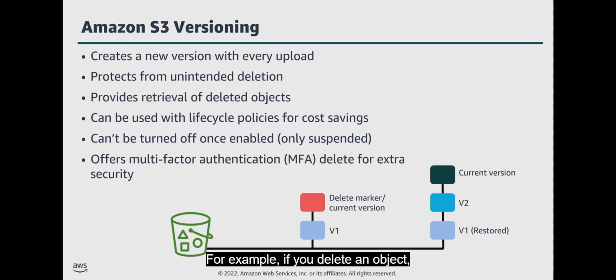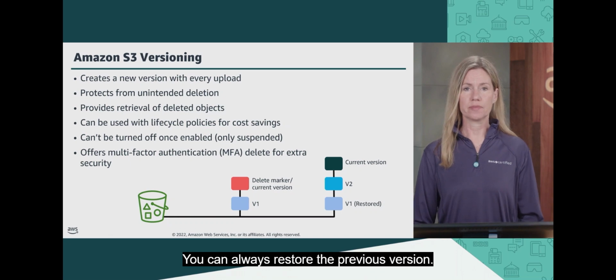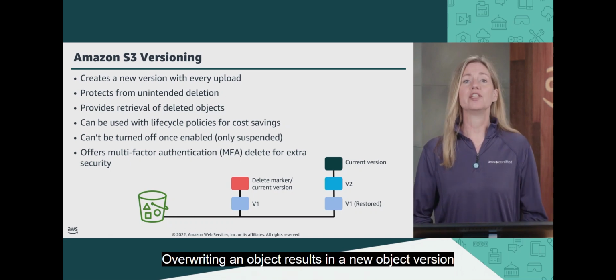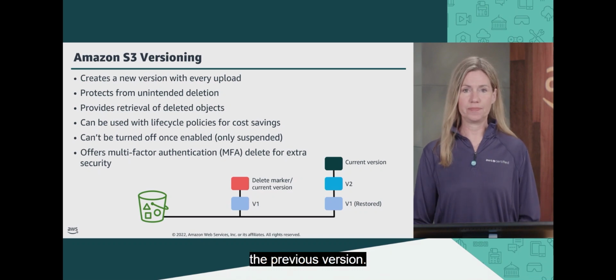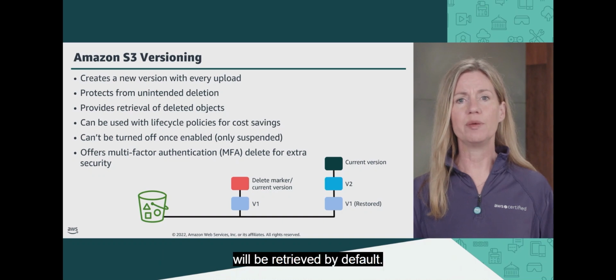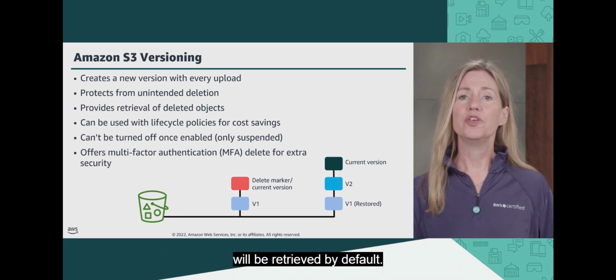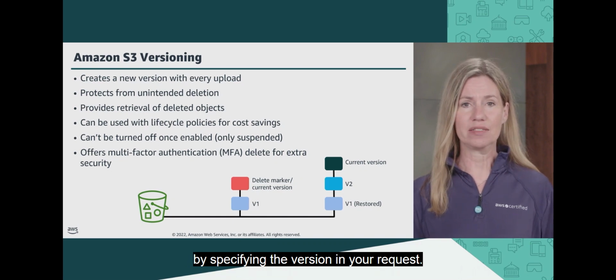For example, if you delete an object, instead of removing it permanently, S3 inserts a delete marker, which becomes the current object version. You can always restore the previous version. Overwriting an object results in a new object version in the bucket, but you can always restore the previous version. With versioning enabled, the most recently written version will be retrieved by default. You can retrieve older versions of an object by specifying the version in your request.